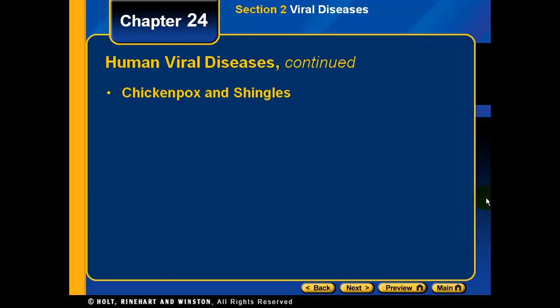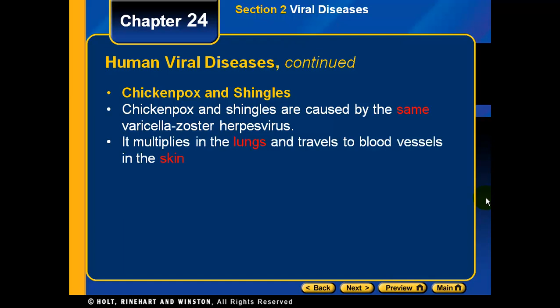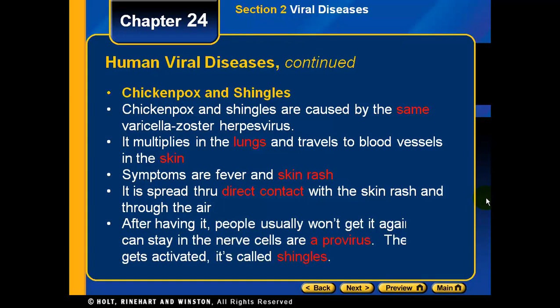First one we're going to do is chickenpox and shingles. Chickenpox and shingles are caused by the same virus. It's called varicella zoster herpes virus. It multiplies in the lungs, and then it will travel to the blood vessels and in the skin. Symptoms are a fever, and you get the skin rash that everyone knows about for chickenpox. It is spread through direct contact with the skin rash and through the air.